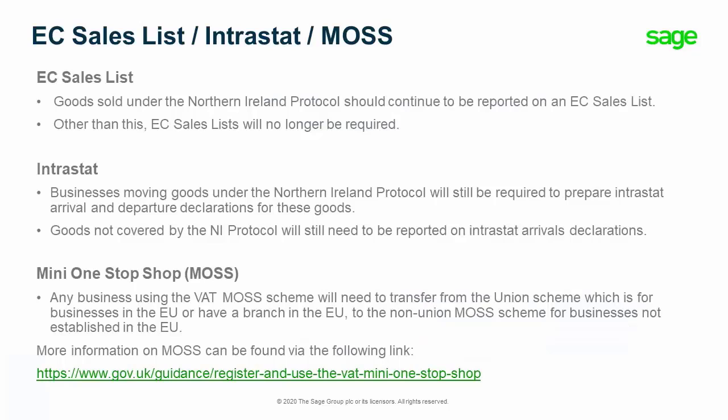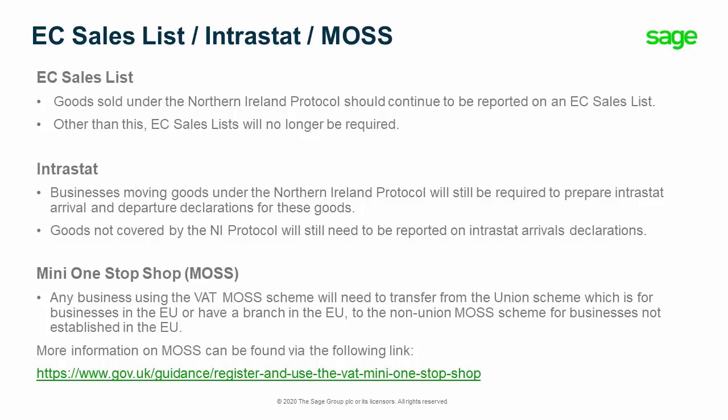Other things to consider are EC sales list, Intrastat and MOS. Starting with EC sales list, and any goods sold under the Northern Ireland Protocol should continue to be reported on an EC sales list. Other than this, EC sales list will no longer be required. For Intrastat, businesses moving goods under the Northern Ireland Protocol will still be required to prepare Intrastat arrival and departure declarations for these goods. Goods not covered by the Northern Ireland Protocol will still need to be reported on Intrastat arrivals declarations, but that's only on a short-term basis for 2021 in order to gain the required statistics.